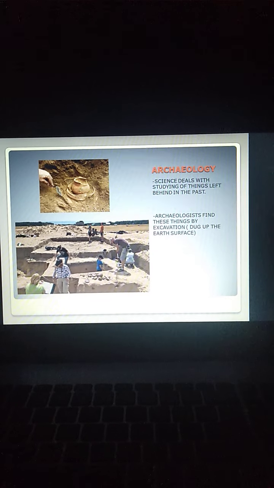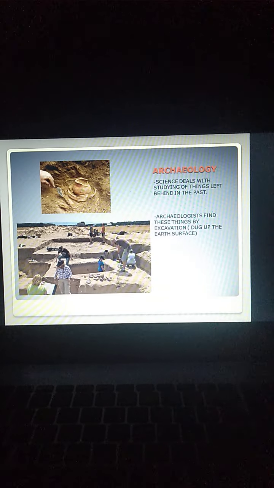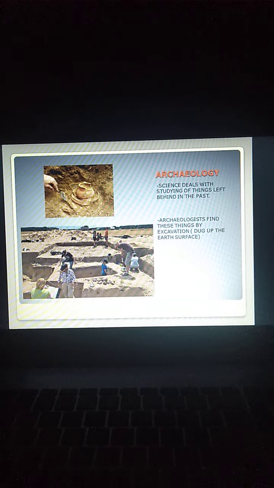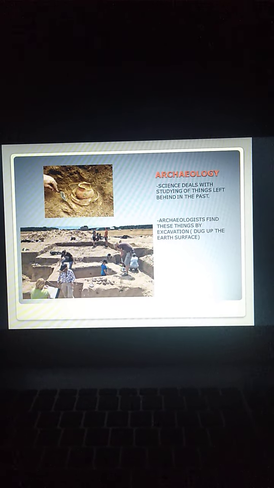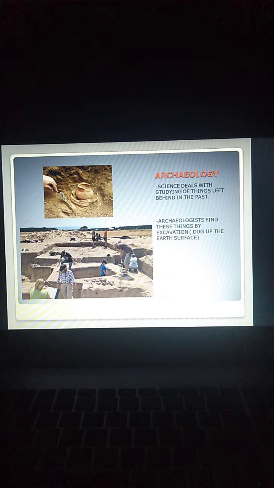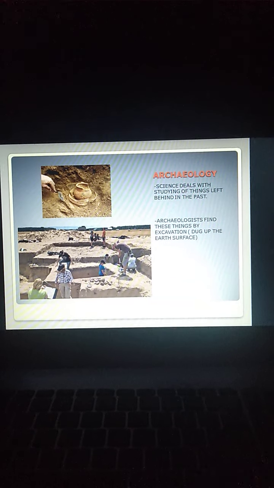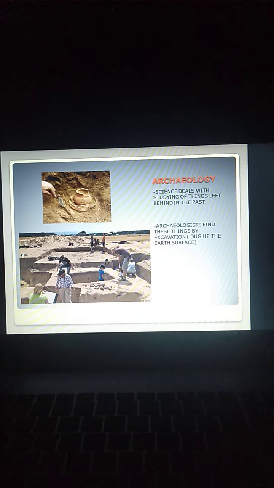Like in the second picture, you see that there are so many archaeologists who excavate the earth's surface to get information about the past events. And in the first picture, you saw that during their excavation, historians find an object through which they get the information about which historical period this object belongs to.